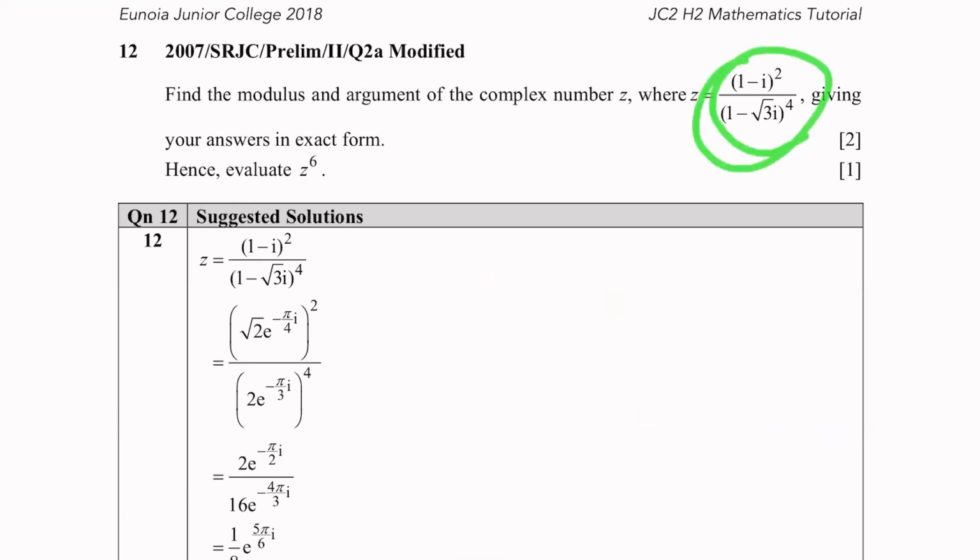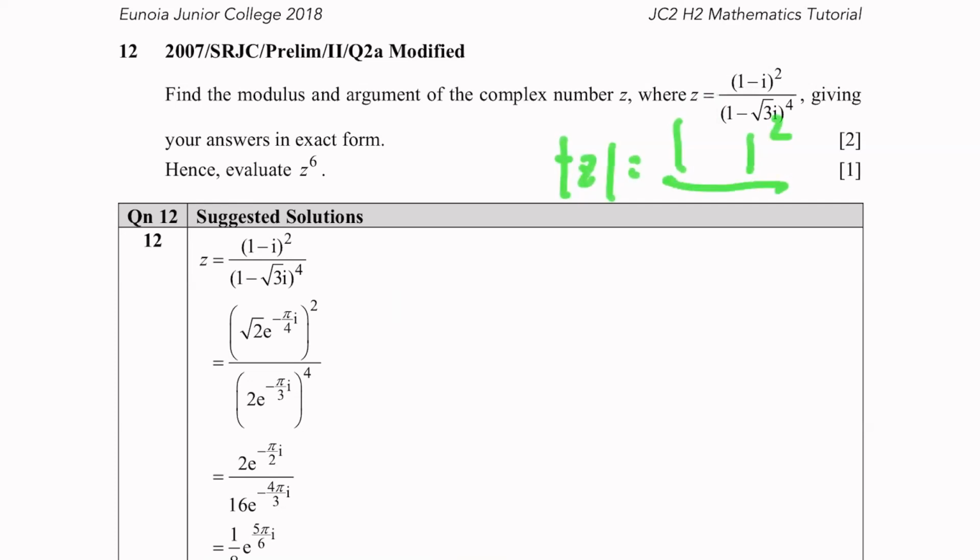So here you could have done that. You could have just started off by mod Z equals to modulus of the 1 minus i square, and then modulus of the 1 minus square root 3i and power 4. You can take out the power if you remember one of the rules. Modulus of Z power n is modulus Z, then factor out that power n.